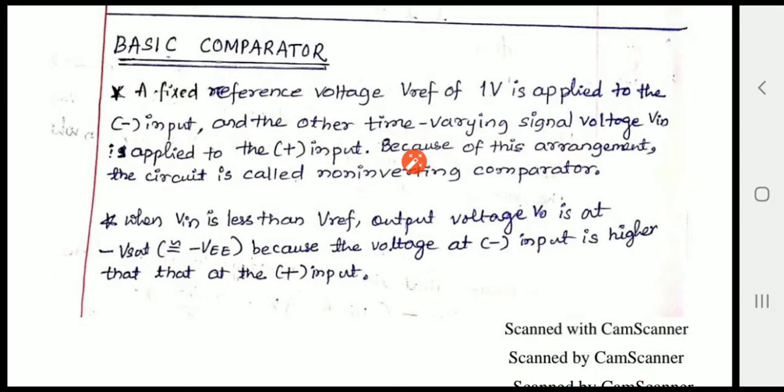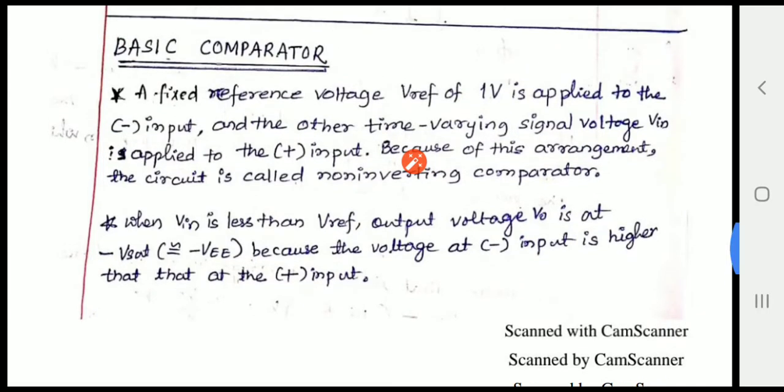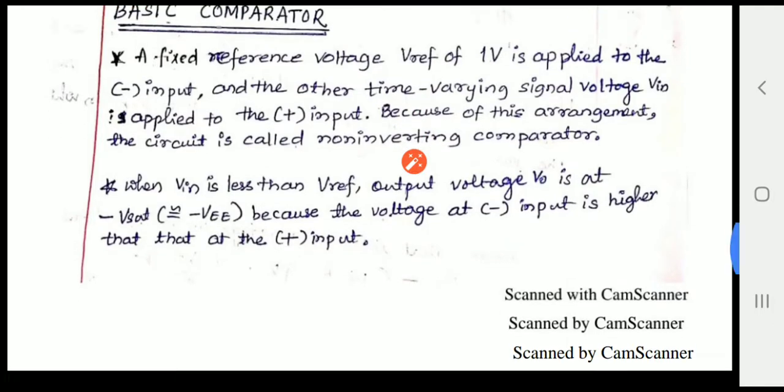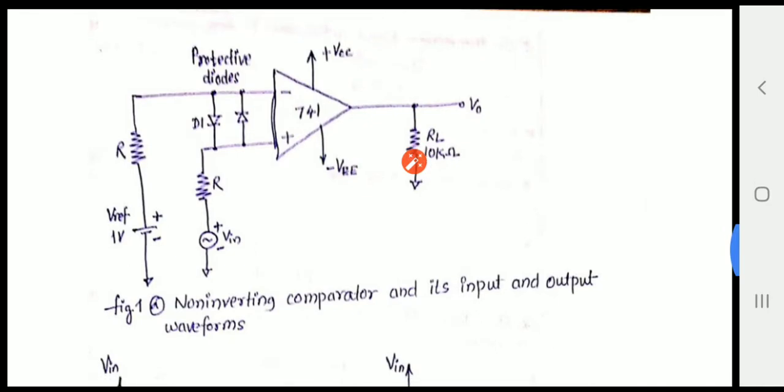So that I will show in the circuit diagram. Just you need to understand that a comparator compares whether the input is greater or smaller. Here two types of comparators are used: one is the non-inverting comparator and the second is the inverting comparator. Based on the connection of the input signal to the inverting or non-inverting terminal, the comparators are categorized as inverting comparator and non-inverting comparator. So first we will focus on the non-inverting comparator and its input and output waveforms.